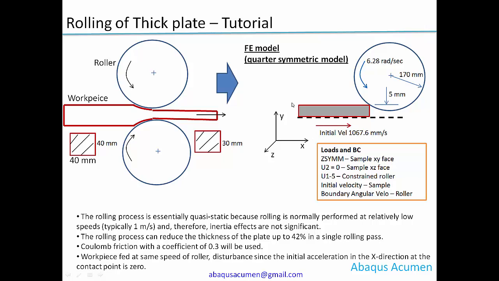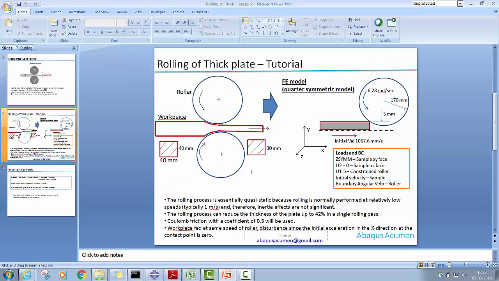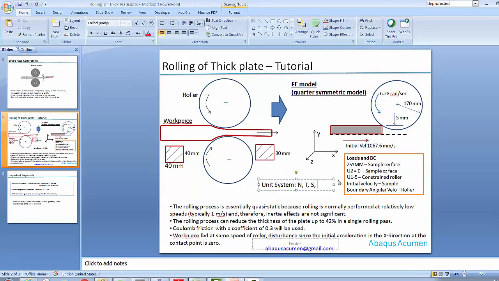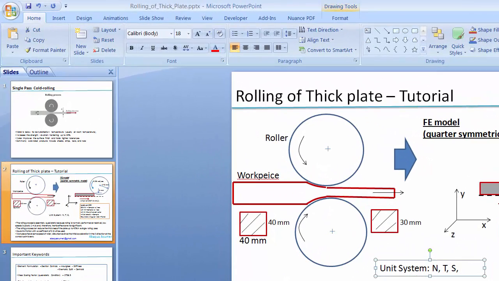Then the initial velocity of the sample: we'll apply an initial velocity of 1067.6 millimeter per second. Of course there will be the boundary angular velocity of our roller, so we'll apply this angular velocity to the roller as well. I'll write it down here itself. The unit system for this FE model is Newton, ton, second, and this is the unit system we'll follow for this FE model build-up.